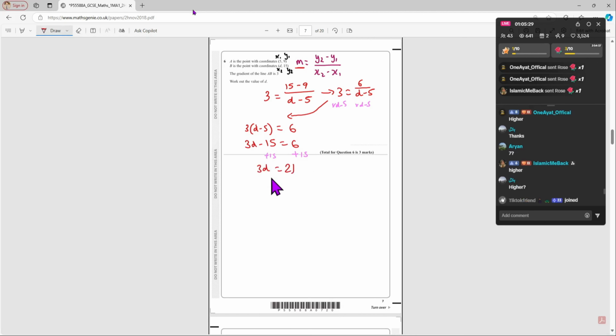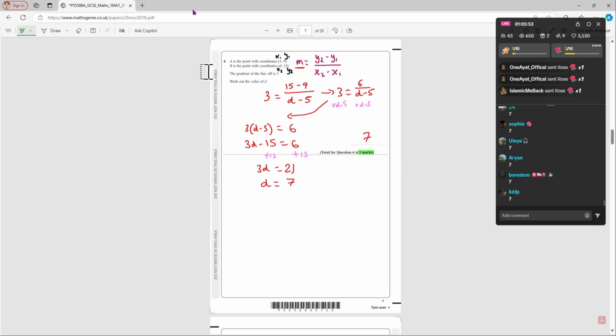And then, if 3d is equal to 21, we know that d is equal to what? Guys, tell me in the chat, what is d equal to? If we do 21 divided by 3, what is d equal to? Yes, it is 7. Well done, guys. So the value of d is 7. That was a 3-mark question. Well done, guys, for getting that correct.